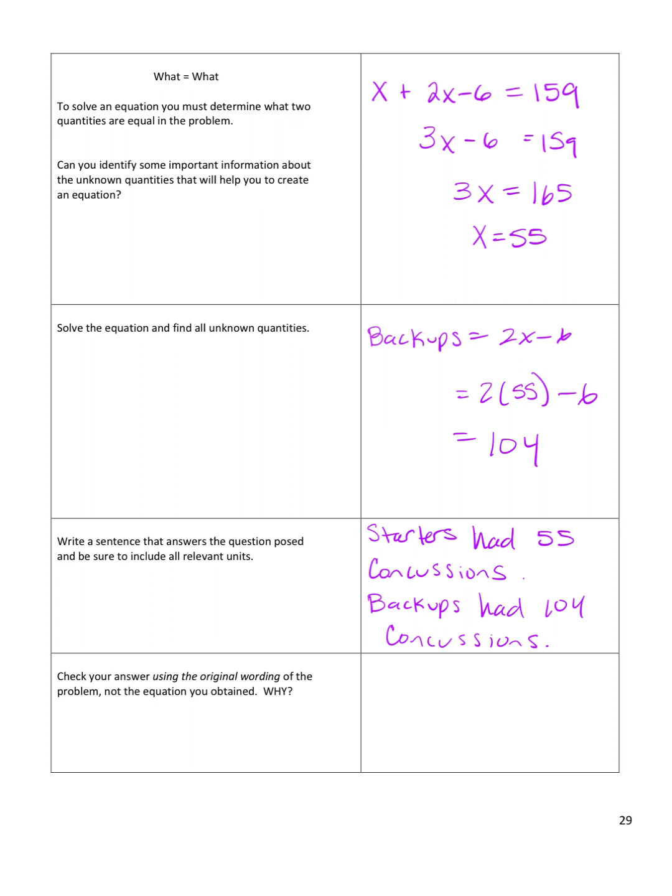Last, we should check our answer using the original wording of the problem, not the equation we obtained, because we could have misinterpreted the words into an equation. We just want to make sure this makes sense. Do the backup players with 104 concussions have 6 less than twice as many as the starters? They do, because twice as many as the starters is 110, and they have 6 less than that.